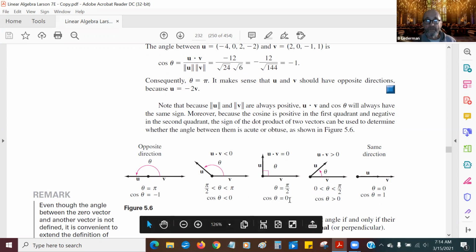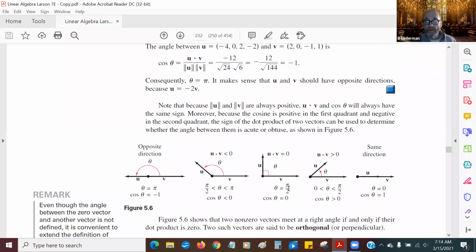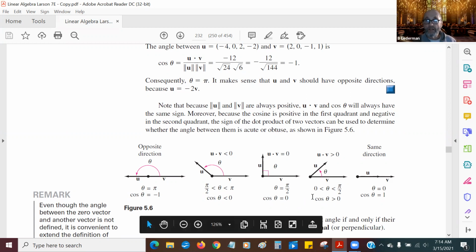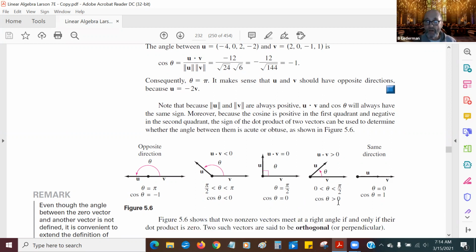If cosine theta is 0, meaning this expression winds up being 0, then theta equals pi over 2. And if we wind up getting a positive cosine, then cosine theta is positive, which means the angle is in the first quadrant, so it's between 0 and pi over 2.